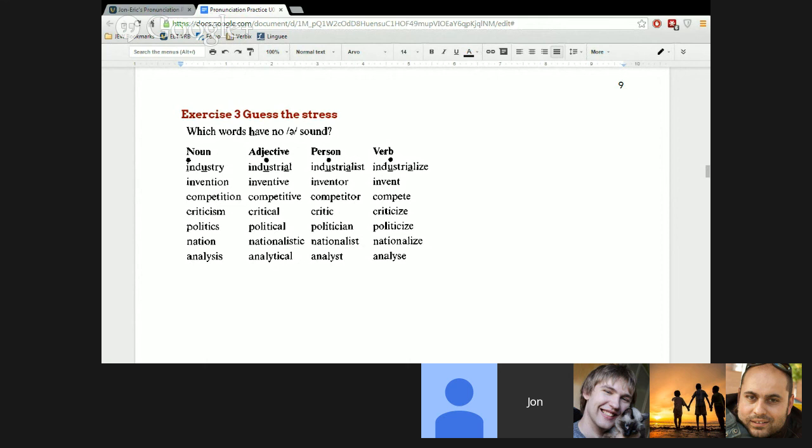Okay. Word stress. Give me a number. Invention has 3 syllables. Where's the stress? You're saying the first, but you're putting it on the second. So is it the first or the second? The second one. Second, right.